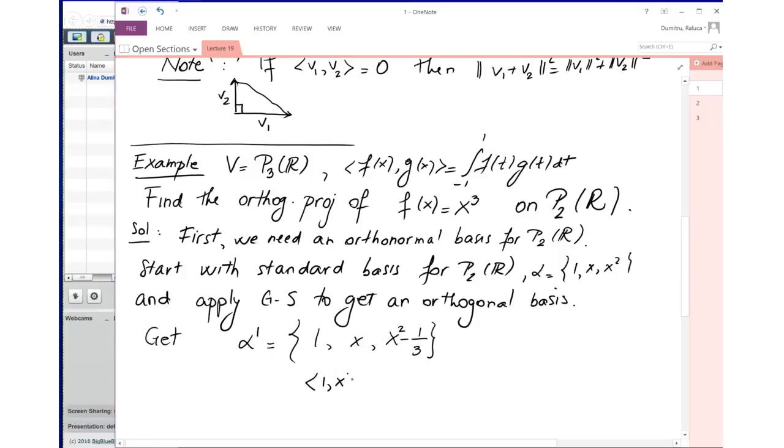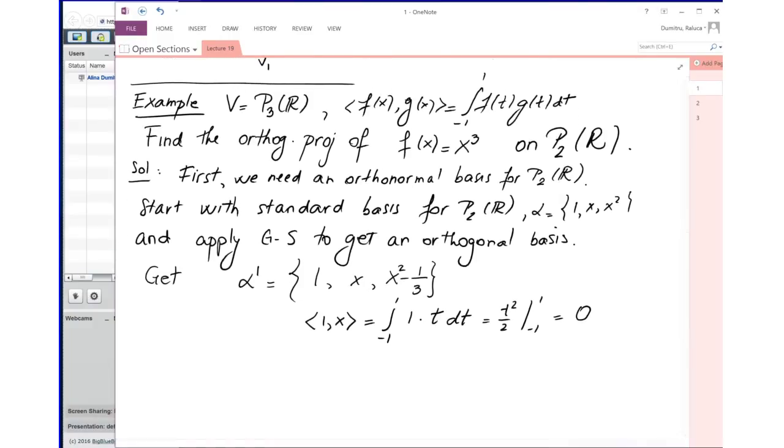Well, if you compute the inner product between 1 and x as the integral from -1 to 1 of 1 times t, dt, the integral of t is t squared over 2 evaluated from -1 to 1, and you're going to get 0. Or if you want, t is just an odd function, right? Going from -1 to 1, the integral will always be 0. All right, so we got an orthogonal basis. That's not all we need. We need an orthonormal basis.